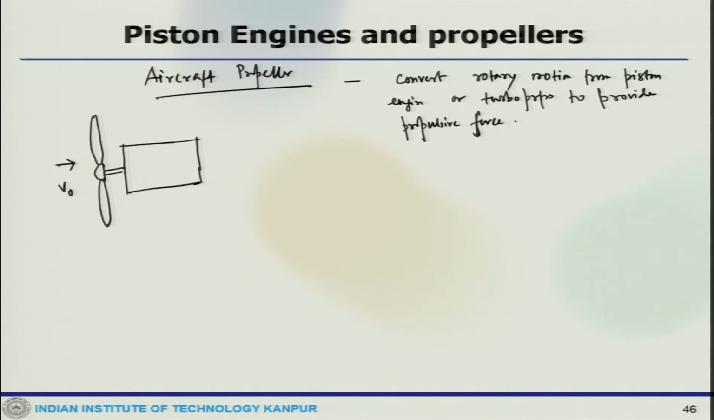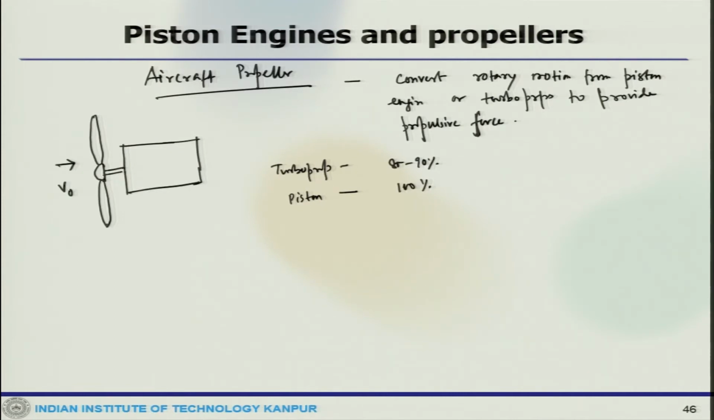It may be fixed or variable pitch, but whatever be the case, the propeller actually accelerates a large quantity of air through a small velocity change. So, turboprop engine: 80 to 90% of the thrust is produced by a turbine driven by the propeller, and the rest 10 to 20% by the jet. And in the piston engine, the propeller produces almost 100% of the thrust force.